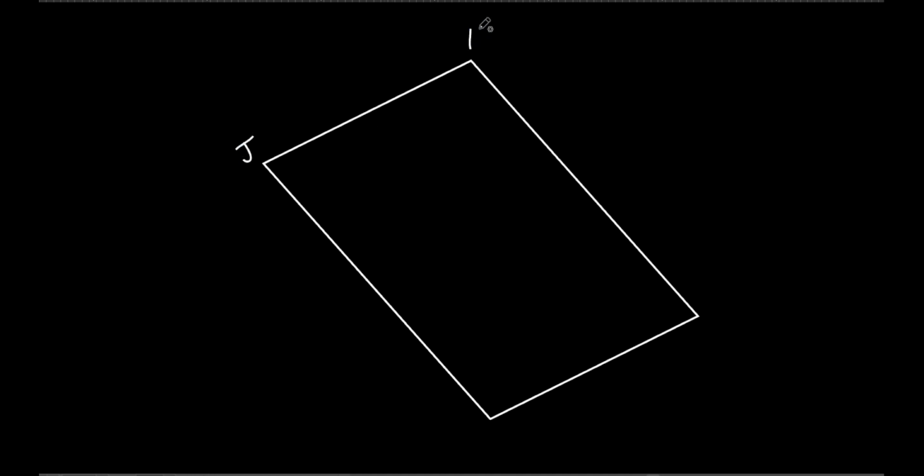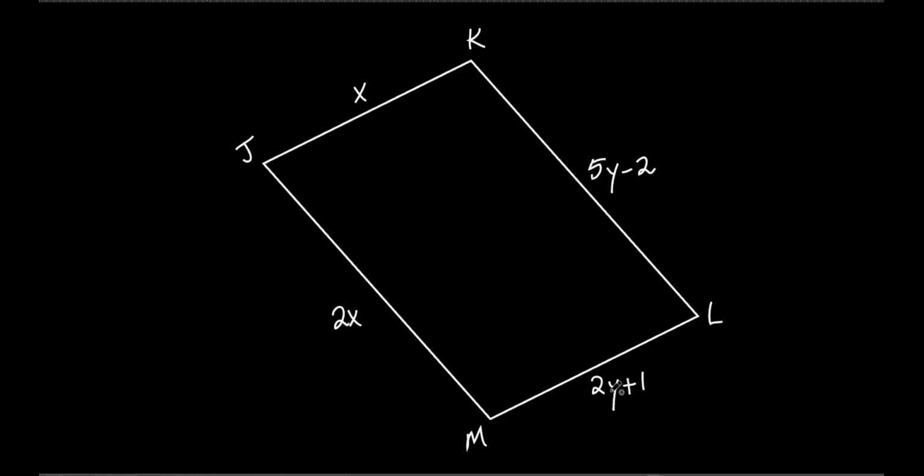This is J, K, L, and M. And then they tell you that that side is x. They tell you this side is 2x. They tell you this is 5y minus 2. And they tell you this is 2y plus 1.